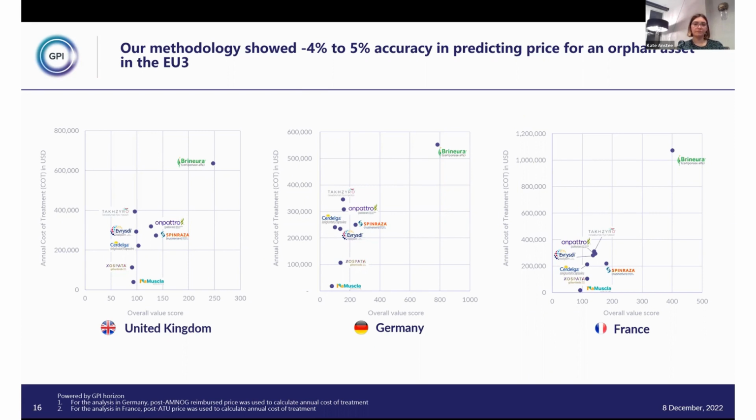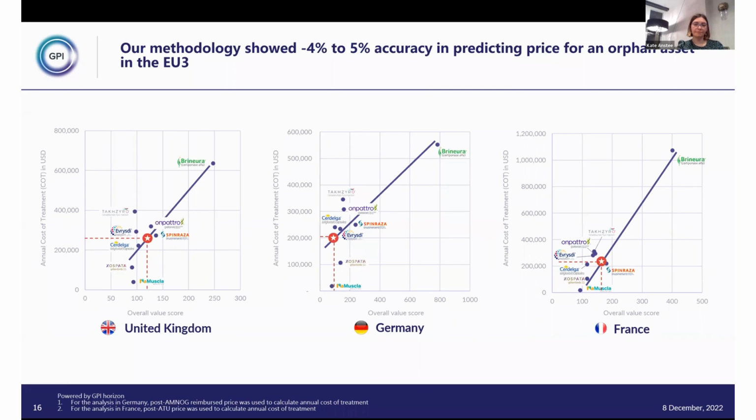So using these analogs, we run a regression analysis to define the correlation between value and price. And what we can do now is score the value of your TPP and plot it onto the regression line to triangulate a forecasted price for your product.